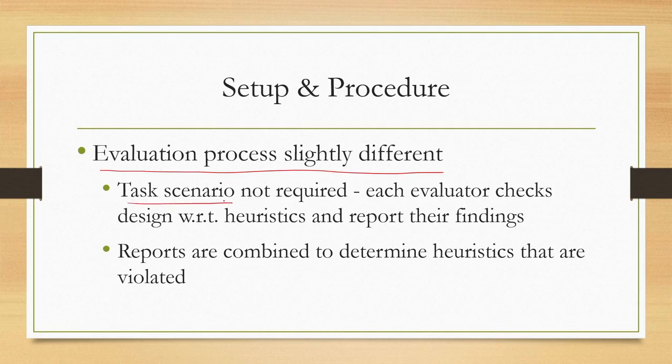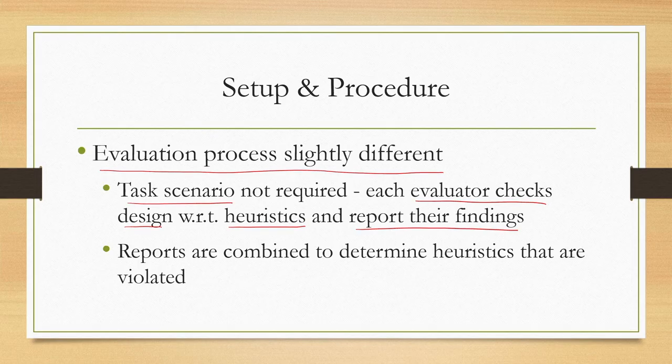Now, here, as we said, the evaluation process is slightly different. We no longer require the task scenario. Each evaluator checks the design or the prototype with respect to the heuristics and reports their findings. Now, reporting here again is not simple yes no type like in cognitive walkthrough. So, suppose one item asks whether the design supports error prevention. If the evaluator simply says yes, that will not be very revealing. Rather, the evaluator should say why he or she thinks that the design supports error prevention. What are the features present on the system or the design that support error prevention. That detailing is required, like in the case of cognitive walkthrough.